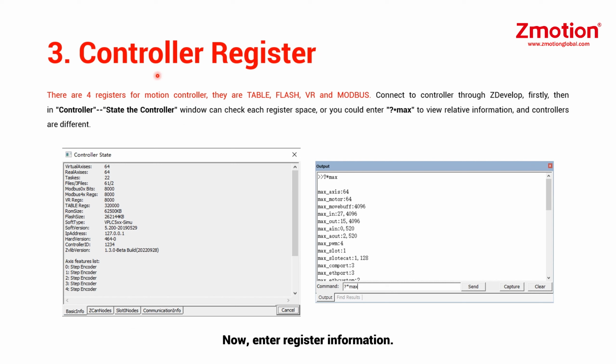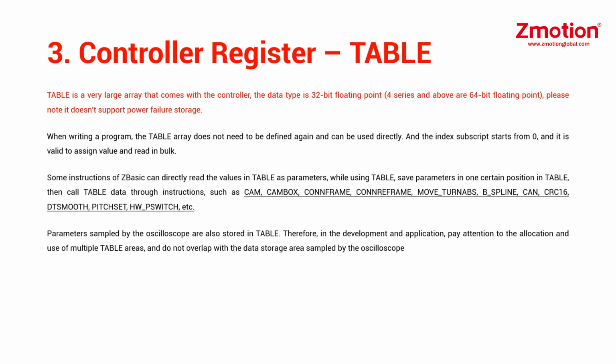Now, enter register information. There are 4 registers: table, flash, VR, and modbus. Firstly, connect to the controller through ZDevelop. Click controller, state the controller, or input $max. Both could show relative information. Let's see one by one.